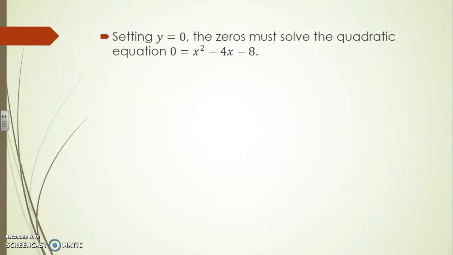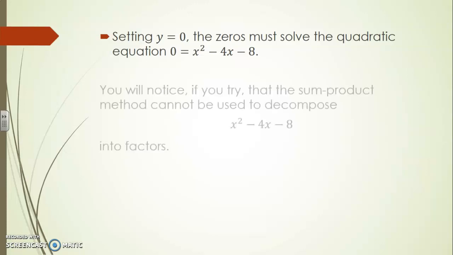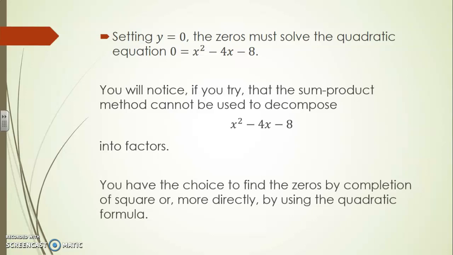Setting y equal to 0, the zeros must solve the quadratic equation that results from it. You'll notice this time that the sum product method cannot be used. You will not find two numbers that multiply to give -8 and also add up to give -4 very easily. So we're going to factor this quadratic using completion of squares, and afterwards by the quadratic formula, just to see the comparison.